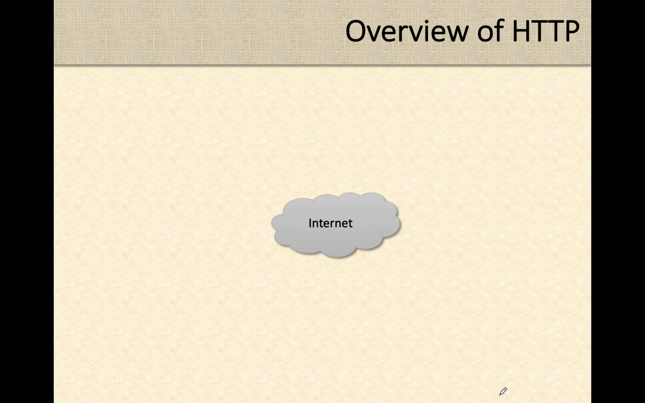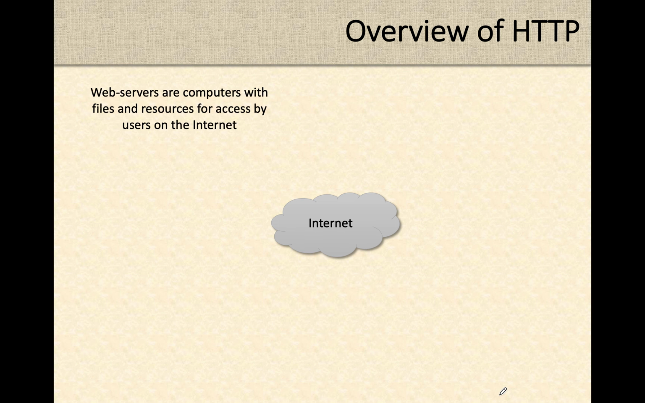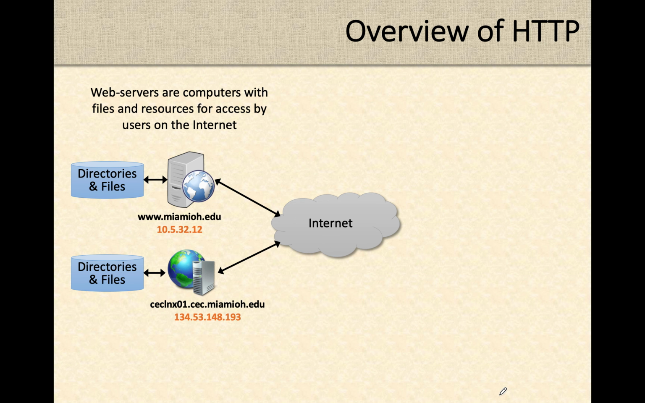Keep in mind, the internet is essentially a conduit for data, a large network of networks. In this network of networks, we have web servers, which are computers with files and resources that are made available for access by users on the internet. Typically, these machines have names. For example, www will be the name of a World Wide Web host, but the names can be different. So it could be CECLNX01. Notice that here the name of the machine is www, and it's in the domain miamioh.edu.